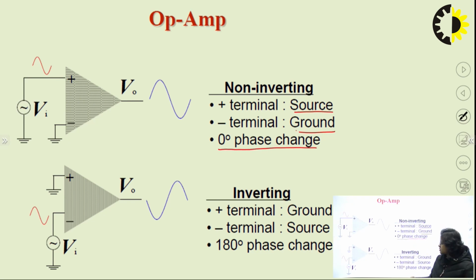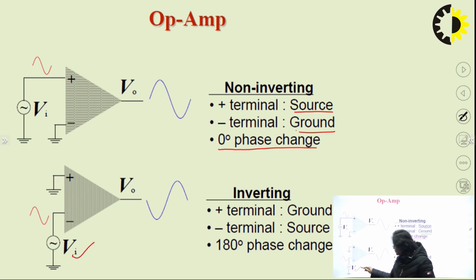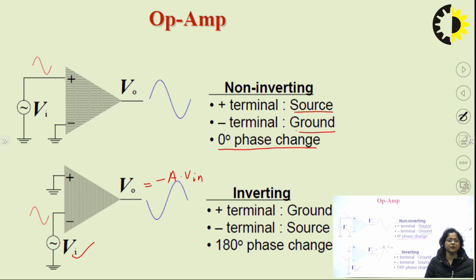Similarly, if the positive terminal is grounded and the input is applied at the negative terminal, then the output is gain into minus of V in, that is, there is a 180° phase shift between input and output. So if the positive terminal is grounded and the input is applied at the negative terminal, then there is a 180-degree phase change between input and output terminal.